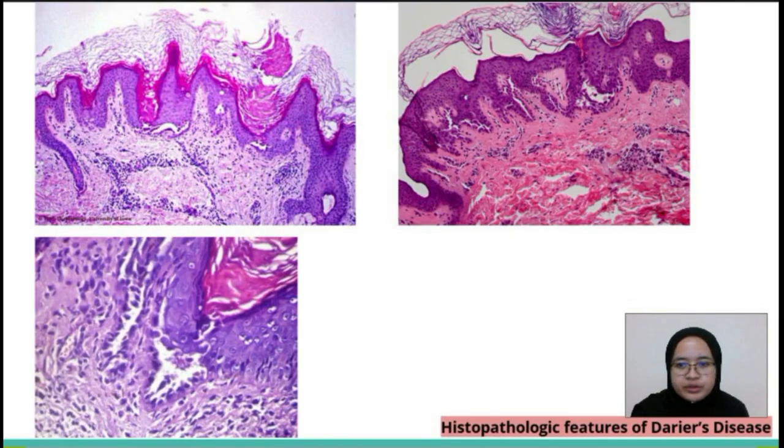So in the photomicrograph on the top left, you can observe there is central keratin plugging. Underneath it, there is epithelium with a suprabasilar cleft. And the rete ridges also appear elongated and narrow. And the same goes for the photomicrograph on the right. And the photomicrograph on the bottom left shows a clearer picture of suprabasilar or intraepithelial clefting.